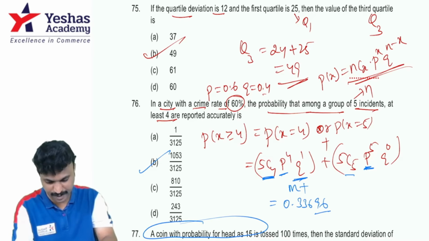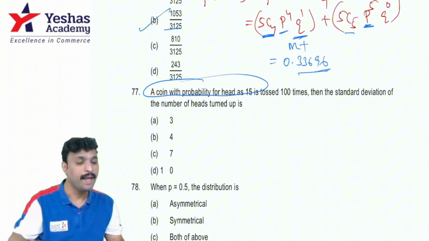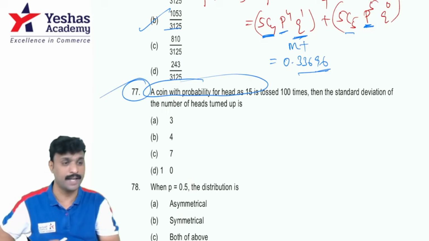If you want, you can just check. 1053 divided by 3125. How much is it? 1053 divided by 3125 fetches you 0.33696. So option B itself is the right answer. Guys, there's again one more mistake in this question.